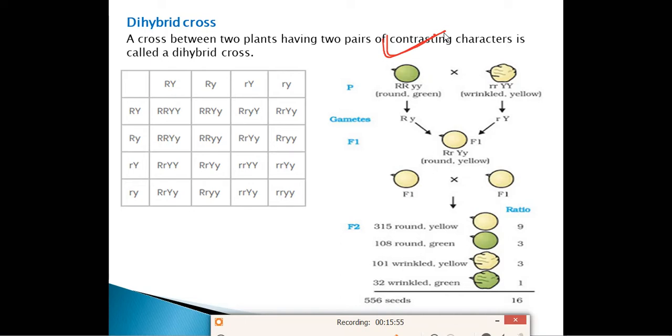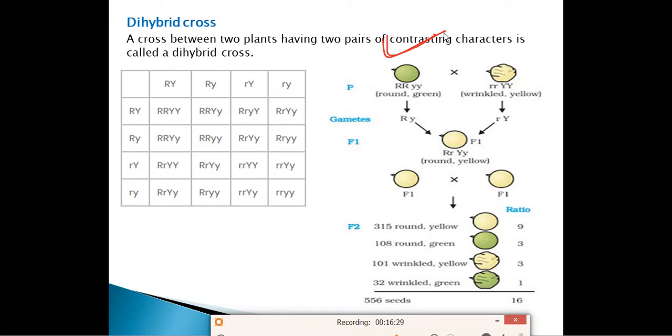So in the F1 generation, if we do a cross between them, we will get a seed which is round and yellow in color, right? Capital R, small r. Here the capital R is the dominant one, so the shape of the seed will be round, and capital Y and small y, yellow color is the dominant one, so the color of the seed will be yellow. Now in the F1 generation, we can see that all the seeds which were developed are round and yellow in color.